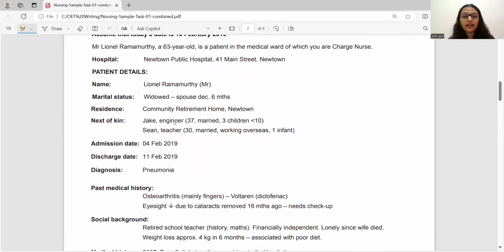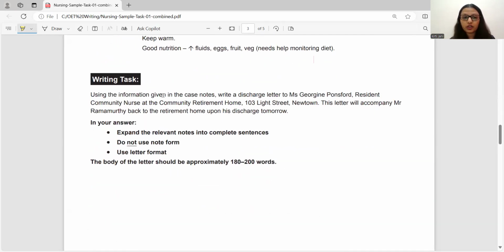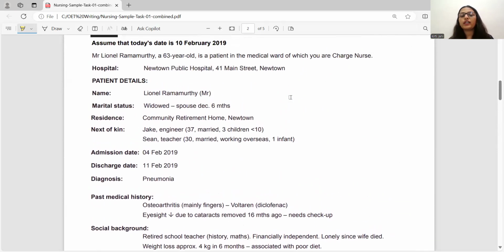Patient's details: name Mr. Lionel Ramamurthy, marital status widowed, spouse deceased 6 months ago, residence community retirement home Newtown. Now this confirms that the patient is going back to the same retirement home, because the residence is community retirement home Newtown and we have seen the same Newtown in the writing task. So that confirms that we are sending the patient back to the same retirement home. Okay, and so the reader is already known.